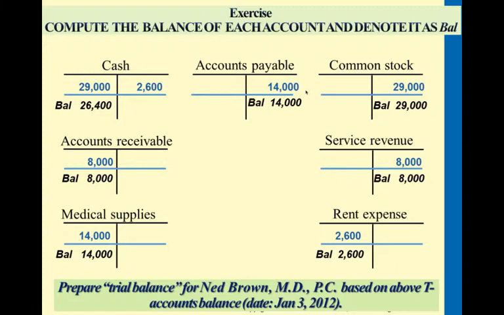Okay, now what about the other ones? You have common stock under the credit side. We have $29,000. Service revenue: revenue is an equity account, normal balance is increasing on the right side. We also have $8,000 on the right side, credit side. There's rent expense, opposite rule compared to revenues, so it will be under the debit side.